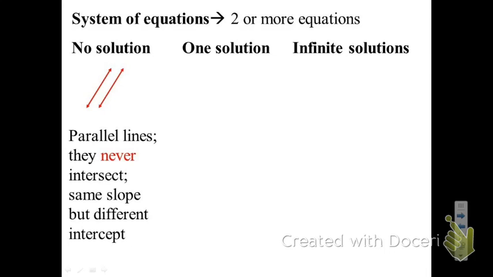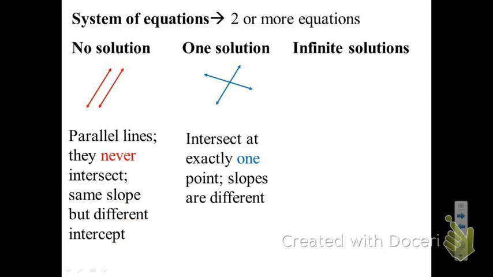This is just a review. A system of equations is two or more equations. You will have no solution when the lines are parallel. These lines will have the same slope but different intercepts. One solution is when the lines intersect exactly once. And to determine this, all you have to do is look at the slopes. If the slopes are different, then you know eventually those two lines will intersect.